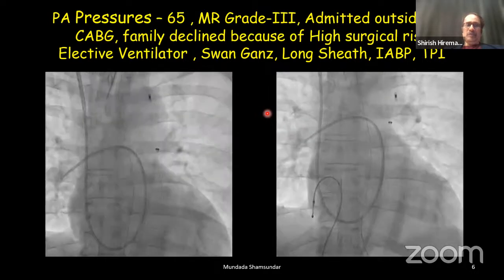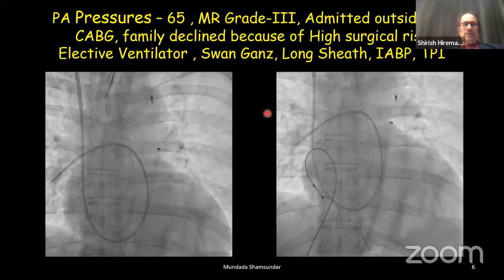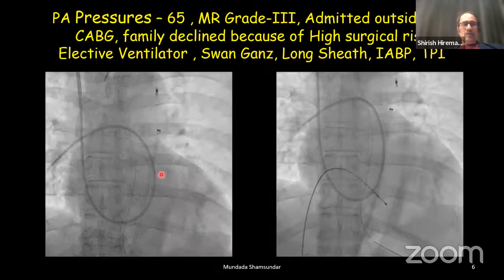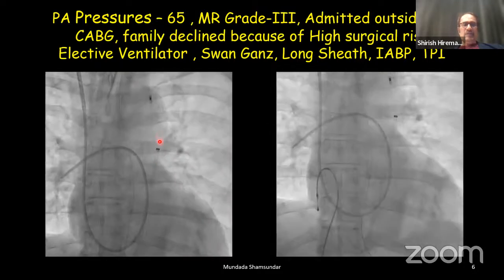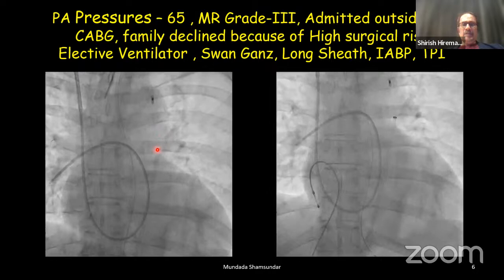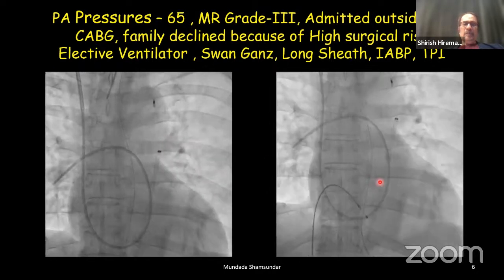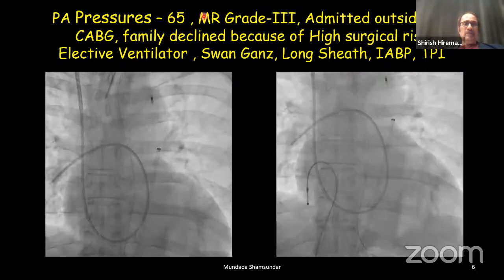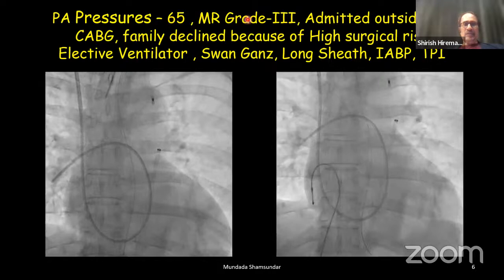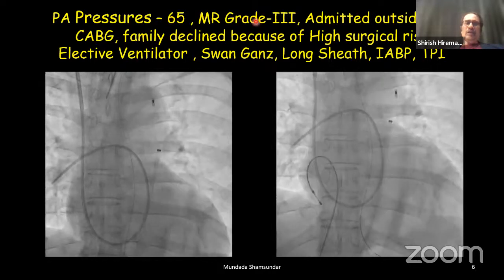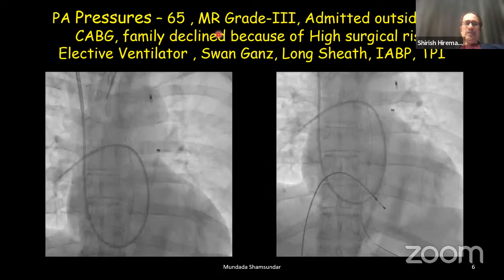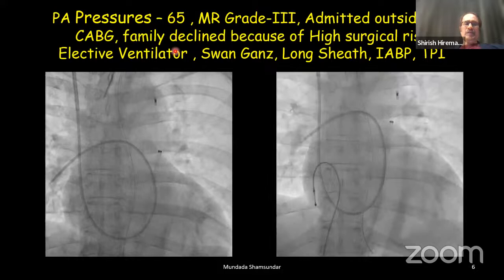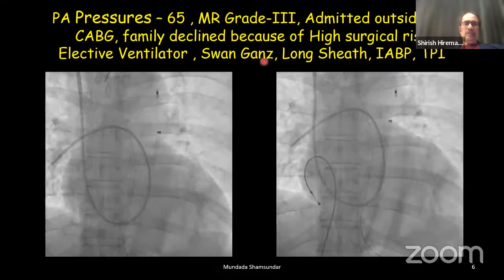So we had our anesthesia team on high priority. In fact, the patient was intubated. You can see the tube here, and we got a long sheet, 55 centimeters, 7 French. We had a balloon pump, and the PA pressures were 65. As I mentioned, the mitral regurg was grade 3. And the family actually declined because of high surgical risk. The patient is on elective ventilator, Swan-Ganz balloon, long sheet.